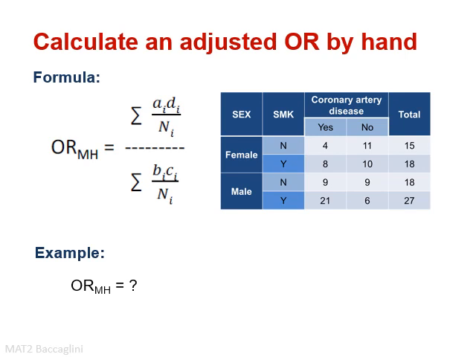And so you're going to multiply A by D divided by the total N for that stratum. And you're going to sum that across all the strata. And then you divide by the sum of B by C divided by N, again across all the strata. So how do we do it in this case? You can hit the pause button and try to solve it, and then move on to the next slide.